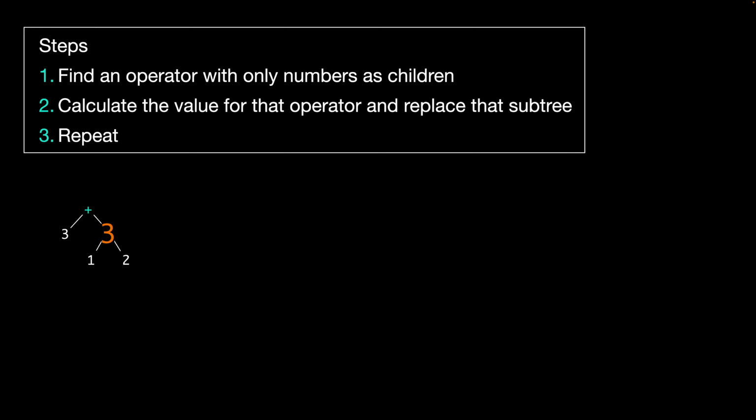And we replace it with the value we calculate. So 1 plus 2 is 3. So the entire subtree is replaced. Like, the 1 and 2 don't matter anymore. We could cross them out, we could erase them. We can just ignore them at this point. Now, what our tree looks like is 3 plus 3. So we have 2 different numbers with an operator. This operator only has numbers for its children. So we can add.